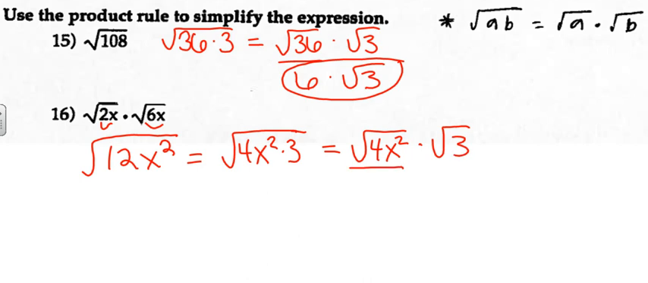We can take the square root of 4, which is going to give us 2. And we can also take the square root of x squared, which is going to give us the absolute value of x, because you can't take the square root of a negative number. And then we're left with the square root of 3. And that is our answer.